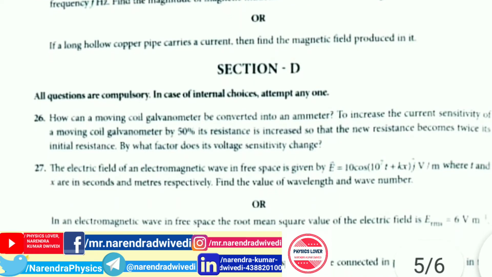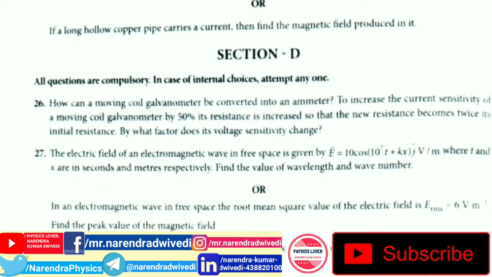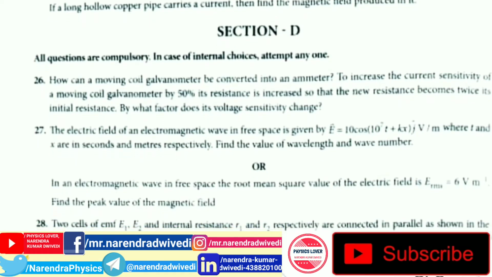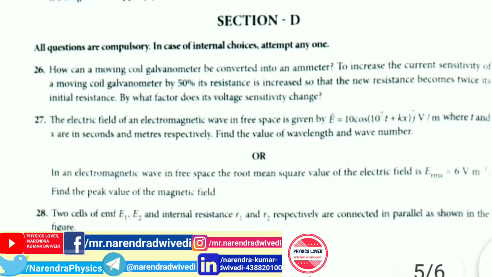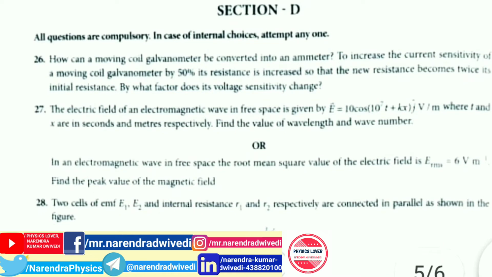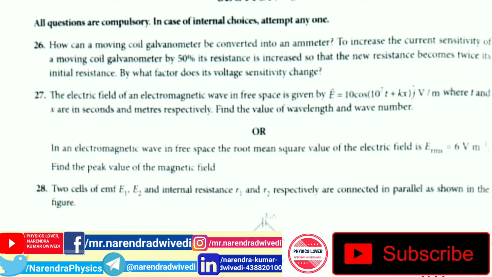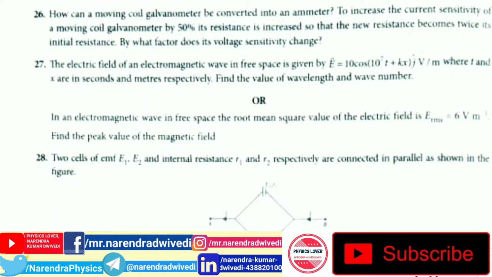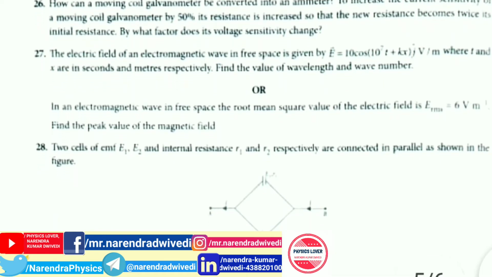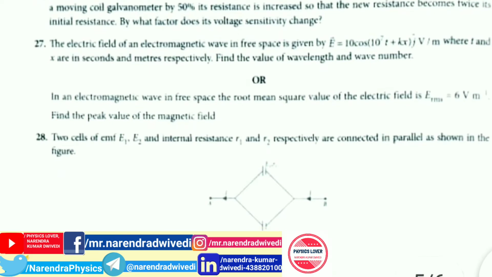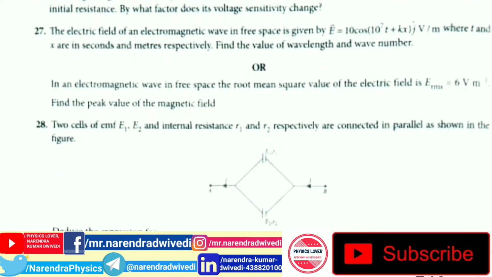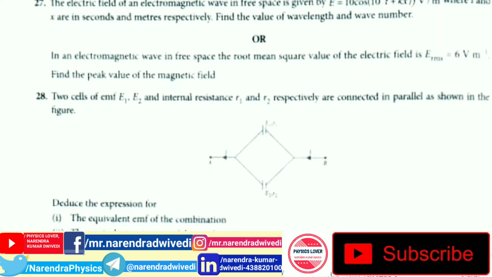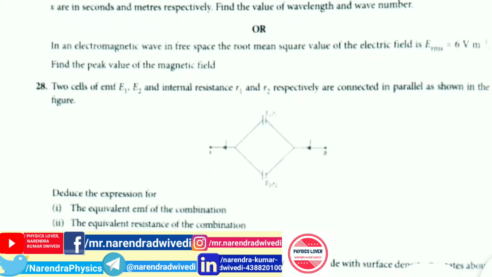Now coming to section D, question number 26. How can a moving coil galvanometer be converted into an ammeter? To increase the current sensitivity of a moving coil galvanometer by 50%, its resistance is increased so that the new resistance becomes twice its initial resistance. By what factor does its voltage sensitivity change?